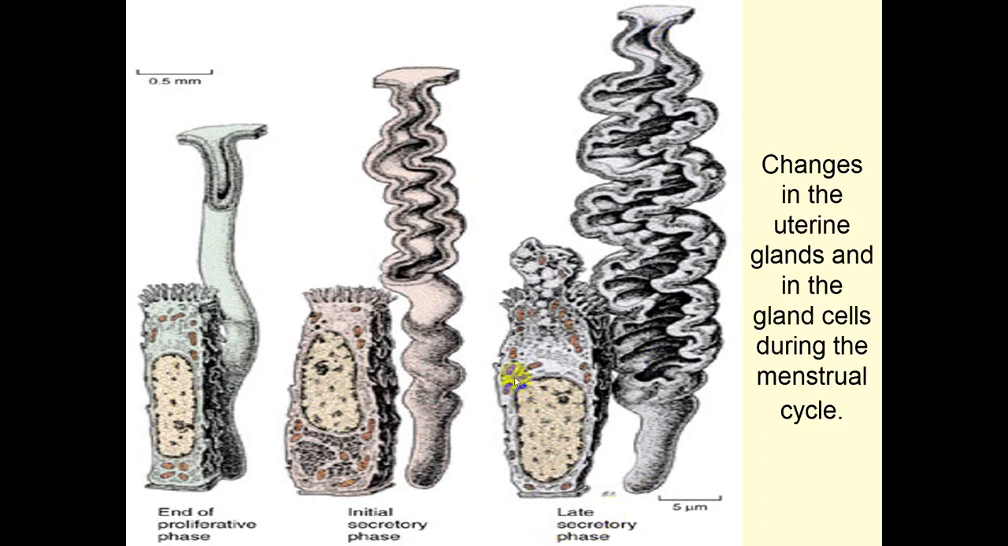Also in this functional layer, special cells appear. These cells are absent on this scheme. Decidual cells. These cells are present only during the premenstrual phase of the sex cycle. Then during menstruation, when the shedding of the functional layer takes place, these cells together with other components of the functional layer go away.